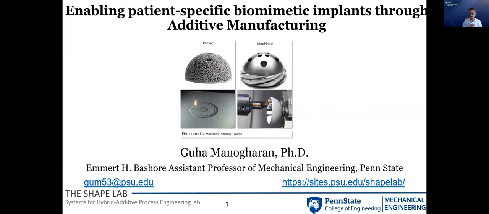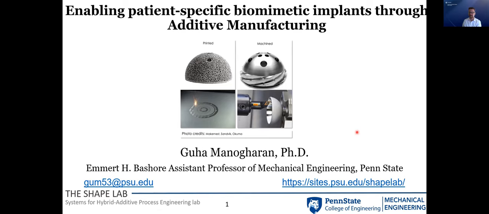Thank you all for joining us here on Friday afternoon, and thanks to the organizers for putting this series together. Focus today is on additive, and our second speaker, colleague of mine, Guha Manogharan from Penn State University, mechanical engineering. Stole him away from Youngstown State University a few years ago and has been doing some awesome stuff. 3D sand printing for casting, and we'll hear and learn more about his additive applications in biomedical industry and trying to get to patient-specific biomimetic implants.